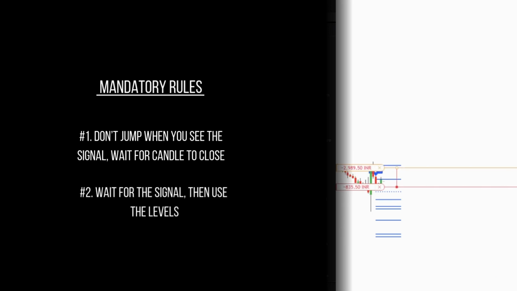Now, some mandatory rules we follow while using the indicator. Point number one: do not jump when you see the signal. Always wait for the candle to close. Next, wait for the signal, then use the levels. Sometimes levels get triggered without the signal based on different volume patterns. But again, you wait for the signal and only then you use the levels. Do not use the levels without a signal.